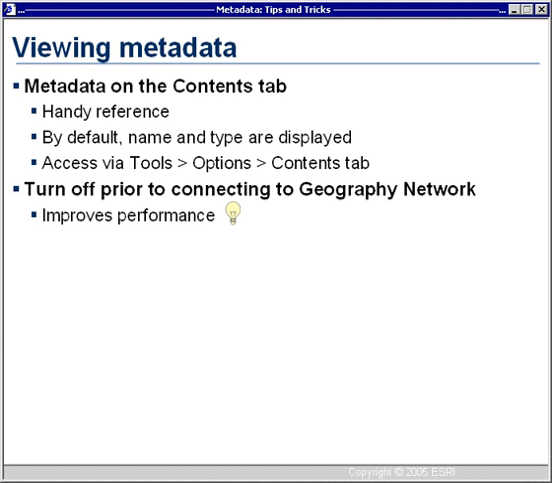Now, just about any of the objects that you see in the catalog tree can have metadata associated with them. And when you've turned on these additional metadata columns, ArcCatalog tries to find the information. To improve performance, be sure to uncheck these additional metadata elements before you connect to the geography network.